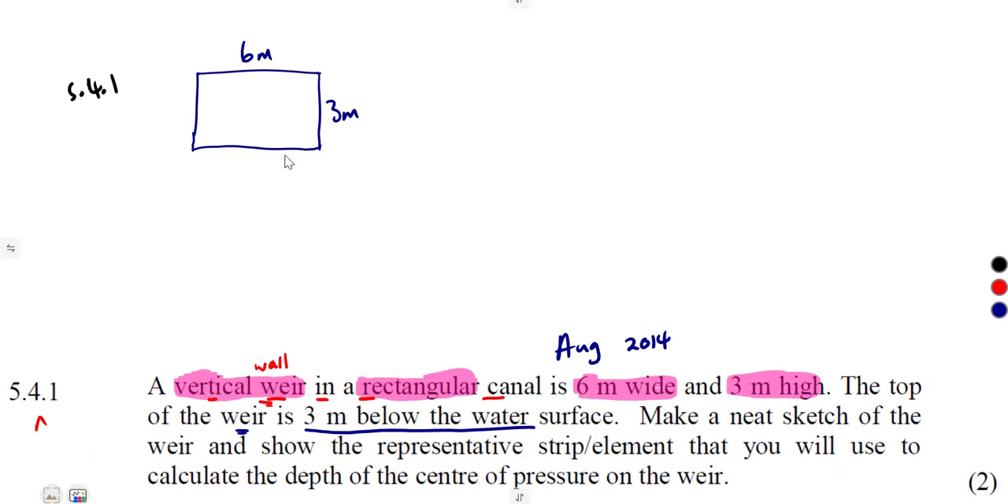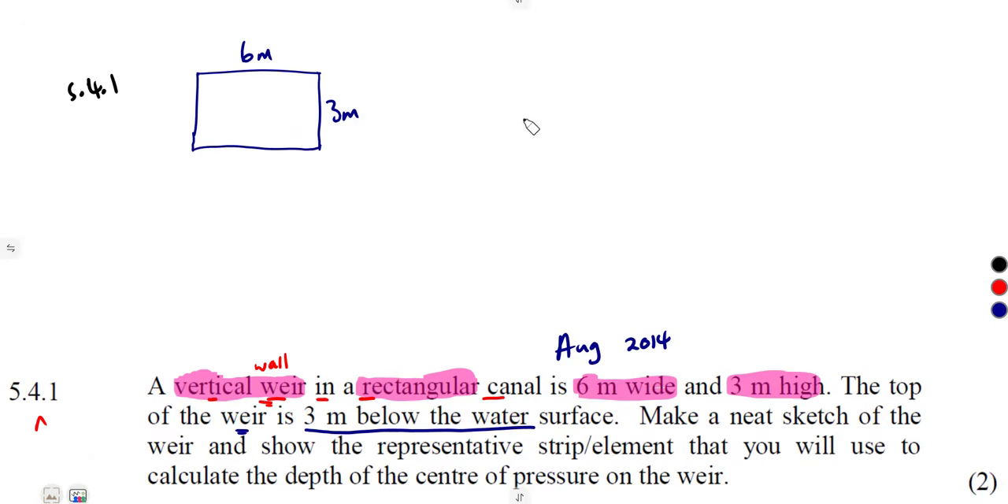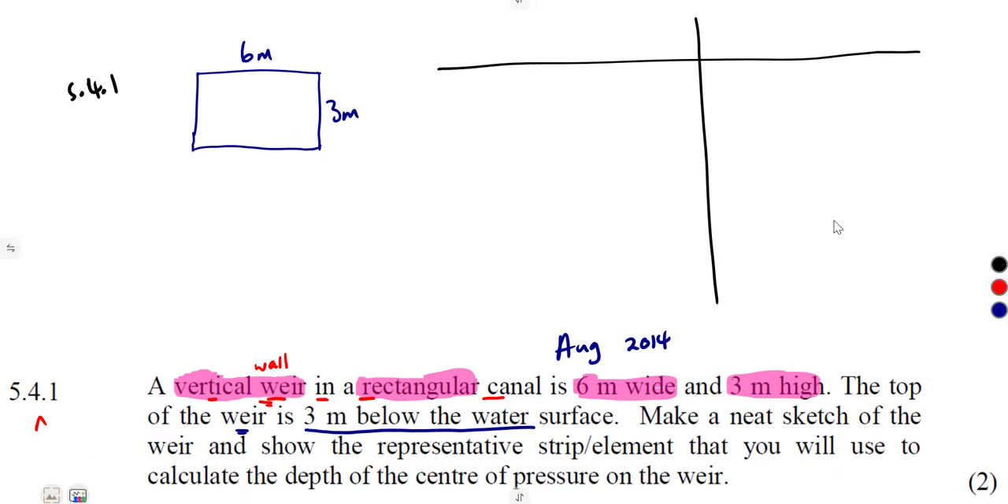So when we place it, it is 3 meters below the water surface, meaning our water surface is the x-axis. This is our x, this is our y, like this. So we must consider the 3 meters below. It will be at negative 3. That's where we are placing it.